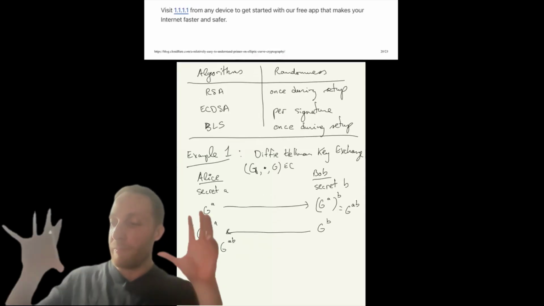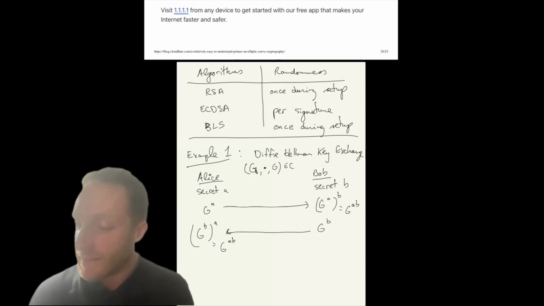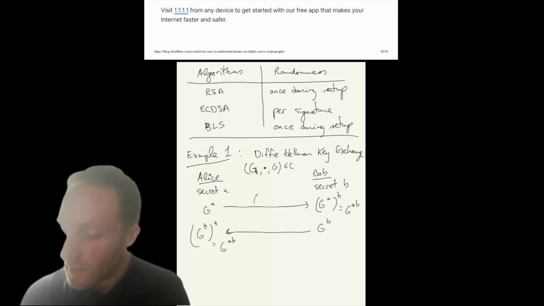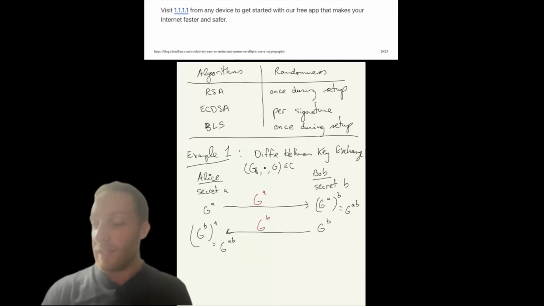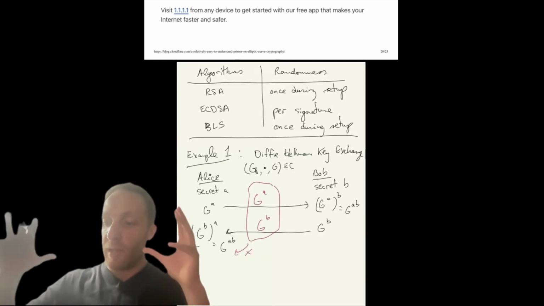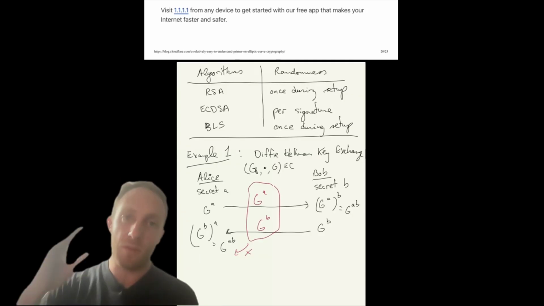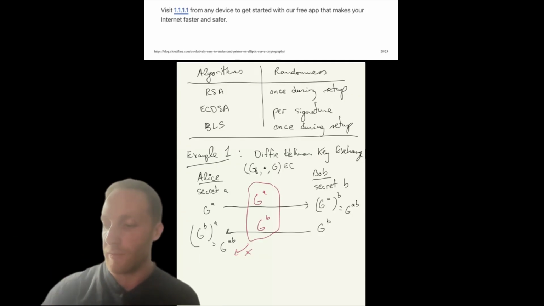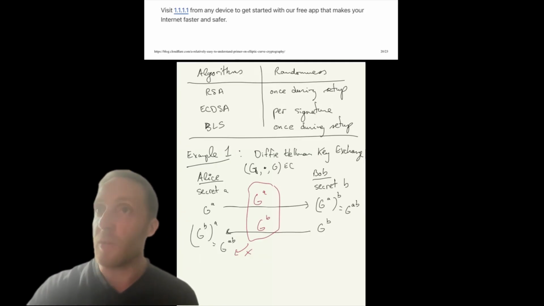Both have now agreed on this G to the A to the B, and anyone listening on the traffic, any eavesdropper, only has access to GA and GB. With this, they are not able to reproduce it. They can't recreate GA to the B. There's no way, and that is the fundamental property. We'll look into this in more detail in the next video. For now, just take my word for it.